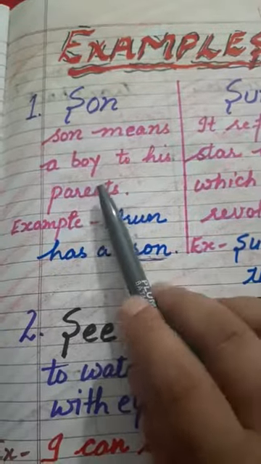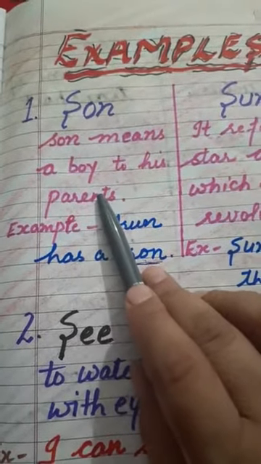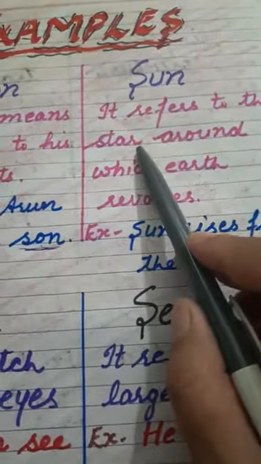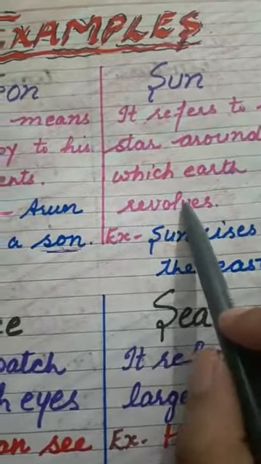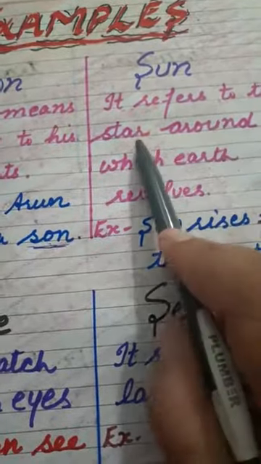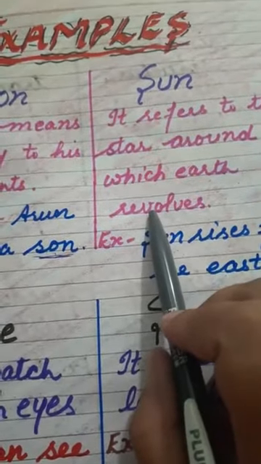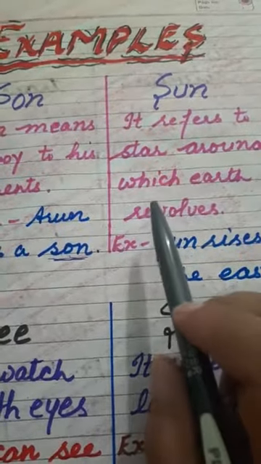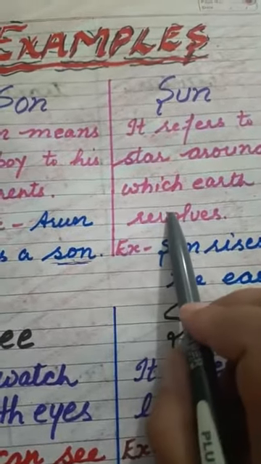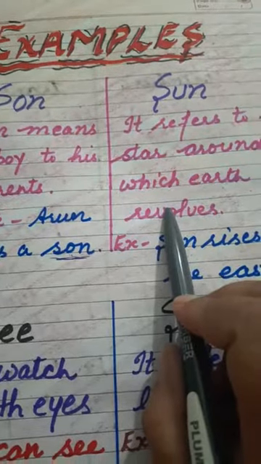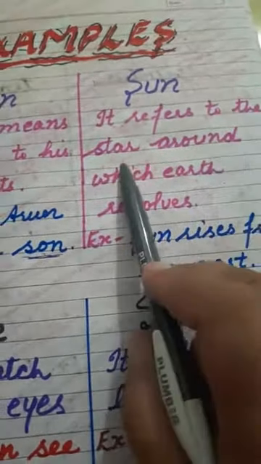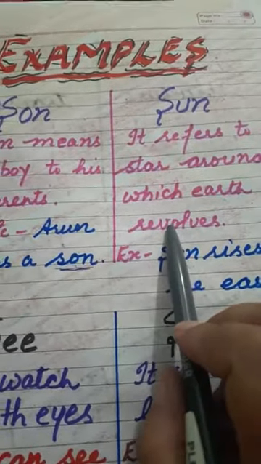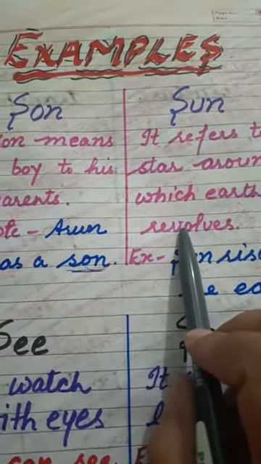सन का मतलब है माता पिता का बेटा. क्लियर? And this sun refers to the star around which earth revolves. इस सन का मतलब है एक तारा जो कि धरती के इर्द गिर्द घूमता है. सॉरी, धरती जिसके इर्द गिर्द घूमती है. Is that clear? It refers to the star around which earth revolves, जिसके इर्द गिर्द धरती चक्कर लगाती है.